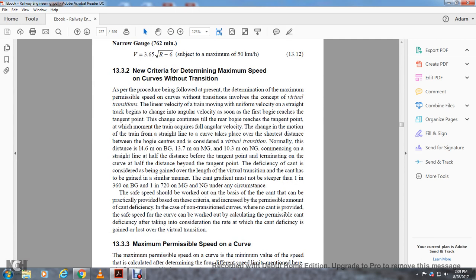13.3.2, determining the maximum speed on a curve without transition. As per the procedure being followed at present for determining the maximum permissible speed on a curve, the transition is involved with the concept of the virtual transition of the line.